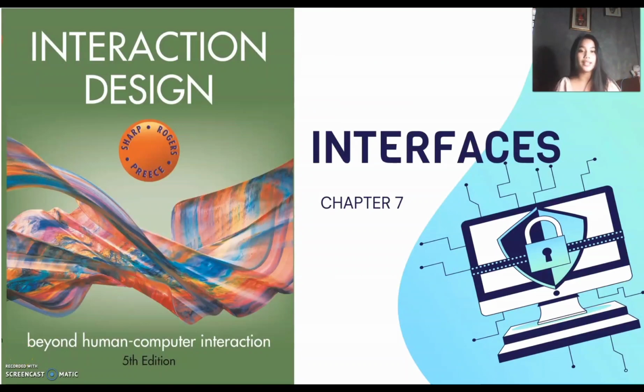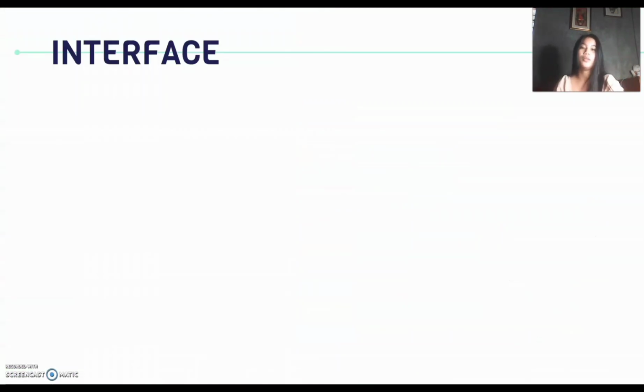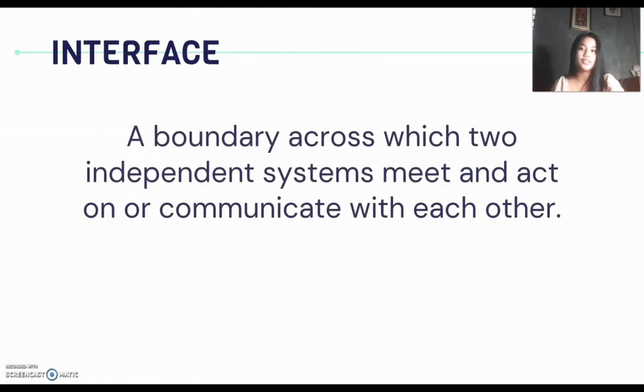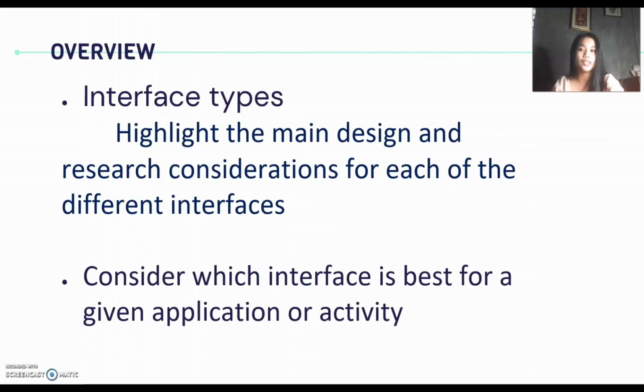Today we will be discussing Chapter 7, Interfaces. What is an interface? An interface is a boundary across which two independent systems meet and act on or communicate with each other. Overview: the interface types highlight the main design and research considerations for each of the different interfaces. Consider which interface is best for a given application or activity.